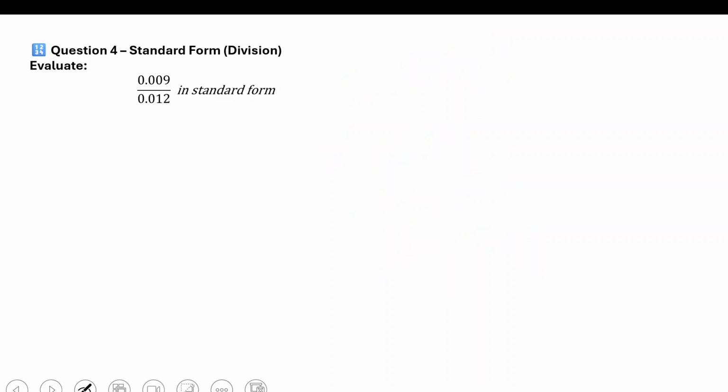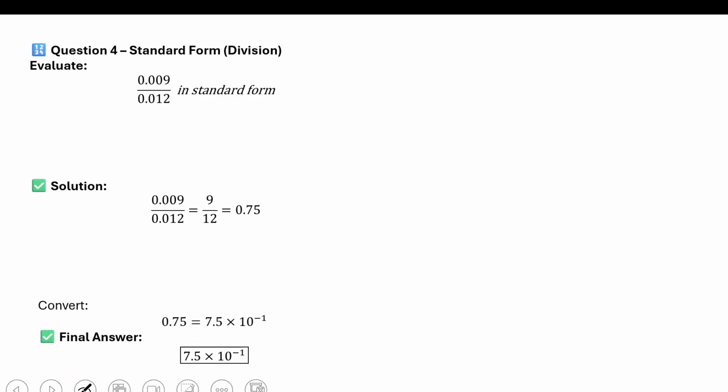All right. So again, standard form: 0.009 over 0.12. I'll move the decimal points, so I'll have 9 over 12. In decimal, it's going to be 0.75. By the time you move the decimal point 1 place to the right, the n will become minus 1. So 7.5 times 10 to the power minus 1. Okay, so that's the answer.